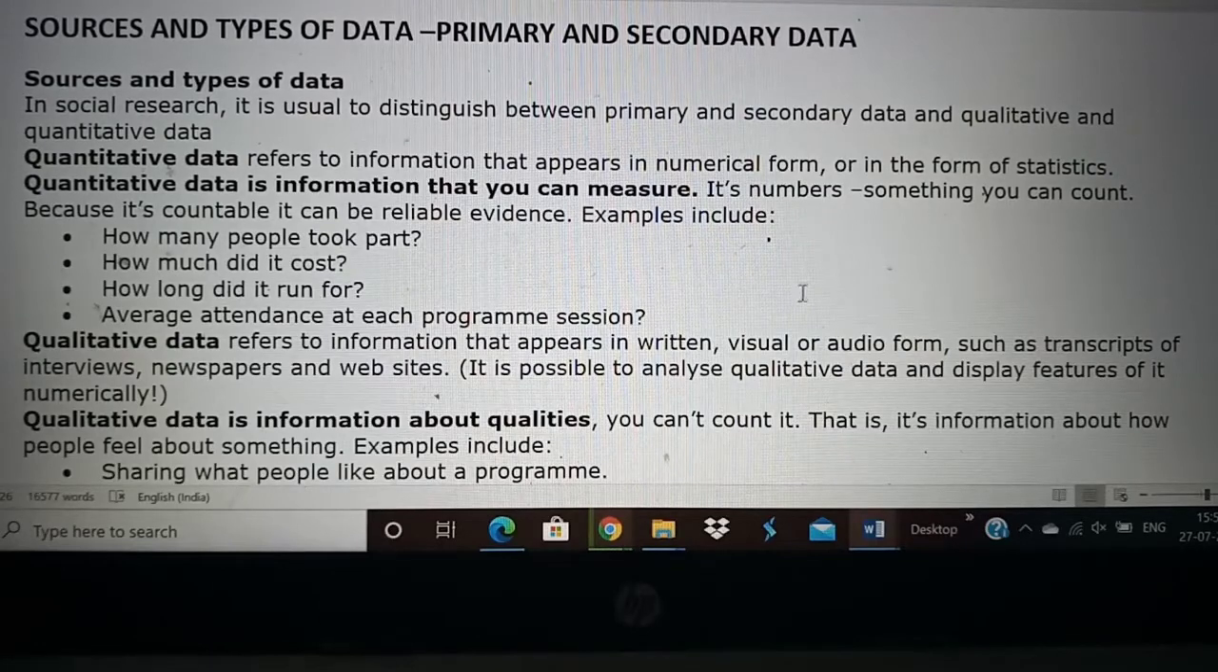Today's class is going to be on the sources and types of data. Mainly we are going to talk about primary and secondary data today. When you do research, you collect data. Data is nothing but information, so it can be any type of information.